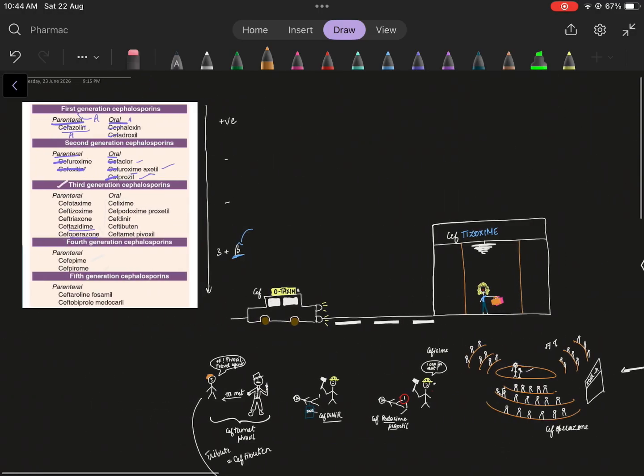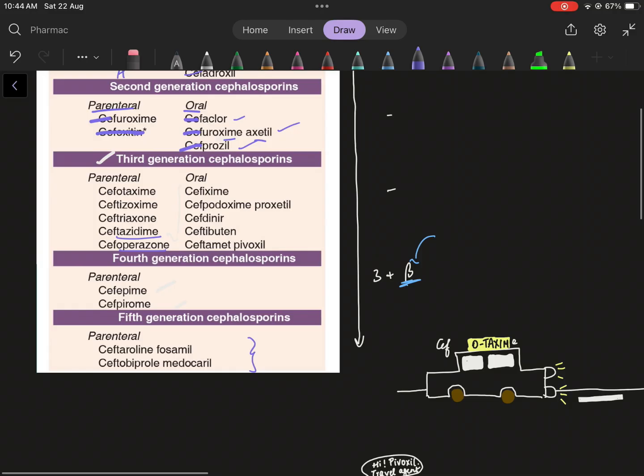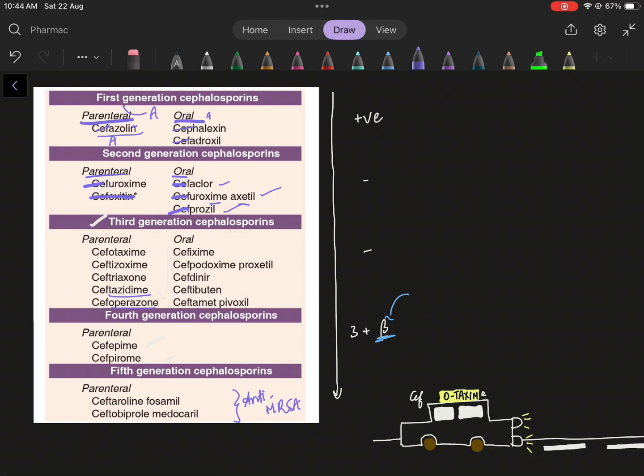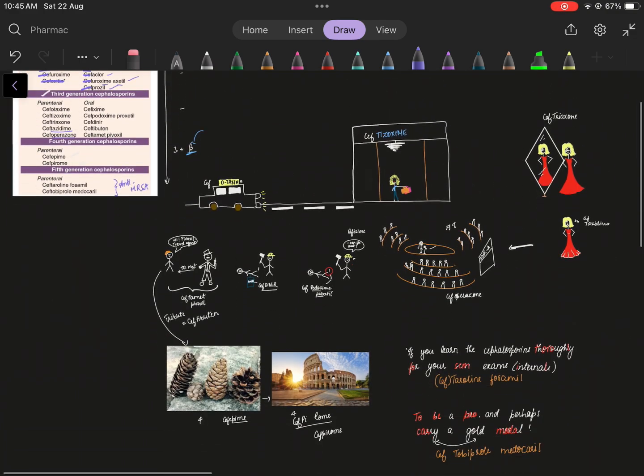I know this is a bit of a stretch, but this is how we learned it in second year. This enables you to learn all the drugs, remember which is oral, which is parenteral, which generation, all of that. Hence this mnemonic. And remember the last two drugs from the fifth generation, these are basically your anti-MRSA drugs. So equivalent to vancomycin. That's it. I know I didn't say much for the first two generations, but that's because you don't need to know that much. It's mostly the third generation where most of us get stuck, hence this whole mnemonic.